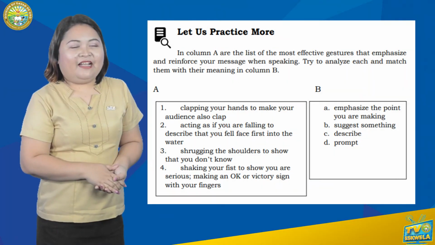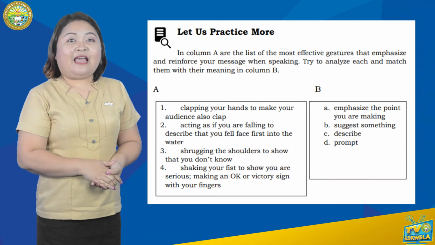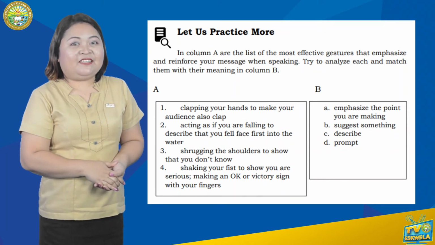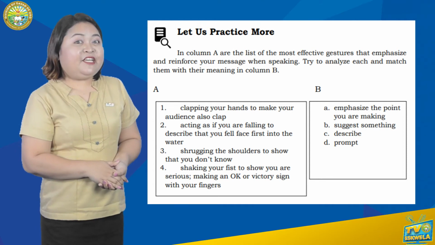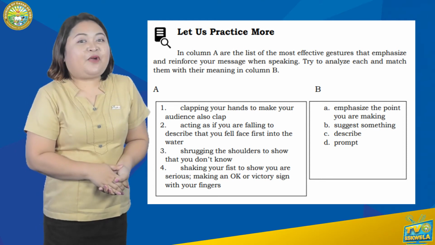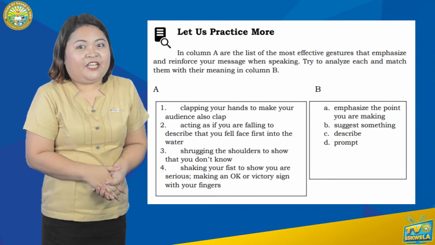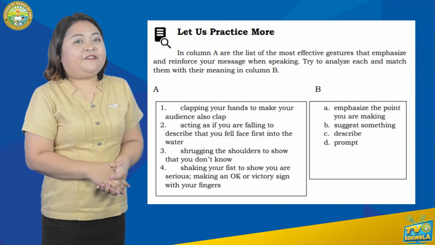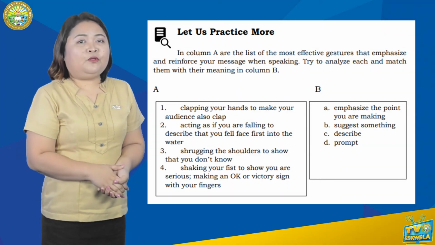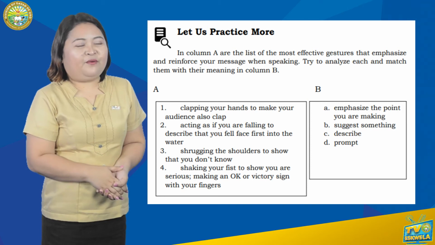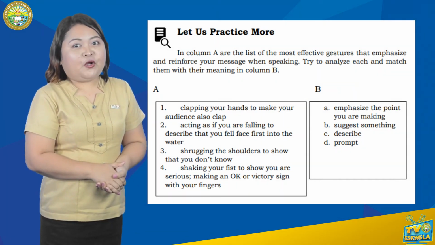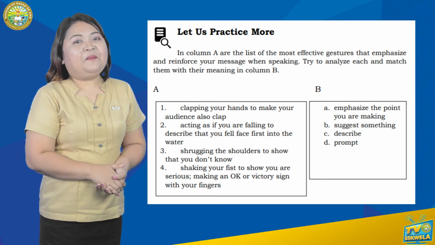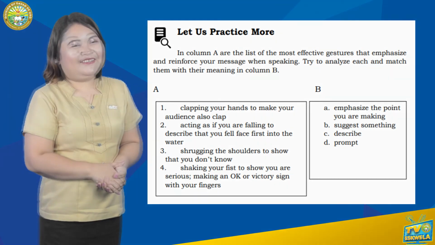Column A. Number 1. Clapping your hands to make your audience also clap. Number 2. Acting as if you are falling to describe that you fell face first into the water. Number 3. Shrugging the shoulders to show that you don't know. Number 4. Shaking your fist to show you are serious. Number 5. Making an okay or victory sign with your fingers.